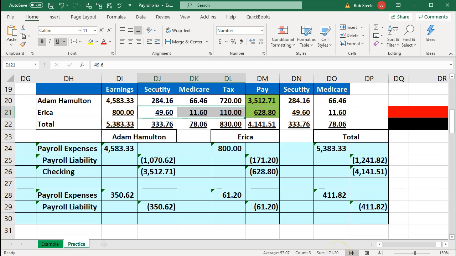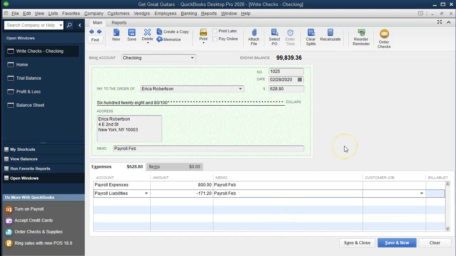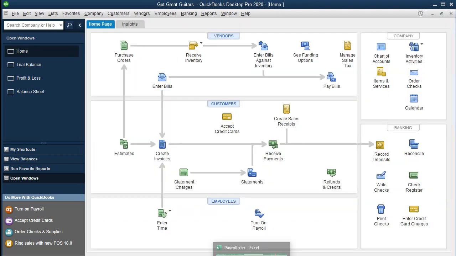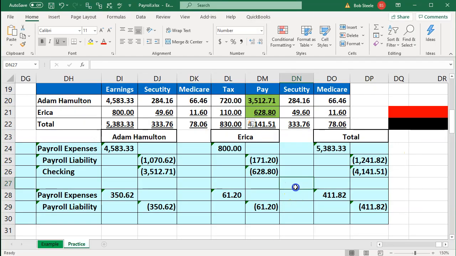So that looks good. If we go back over, what's this going to do? It's going to be obviously decreasing the checking account, increasing the expense account here, and increasing the liability account. Let's go save and close. The next thing we need to do is record the employer amount. And in this amount, we don't have any cash involved, so we have to use basically a journal entry.